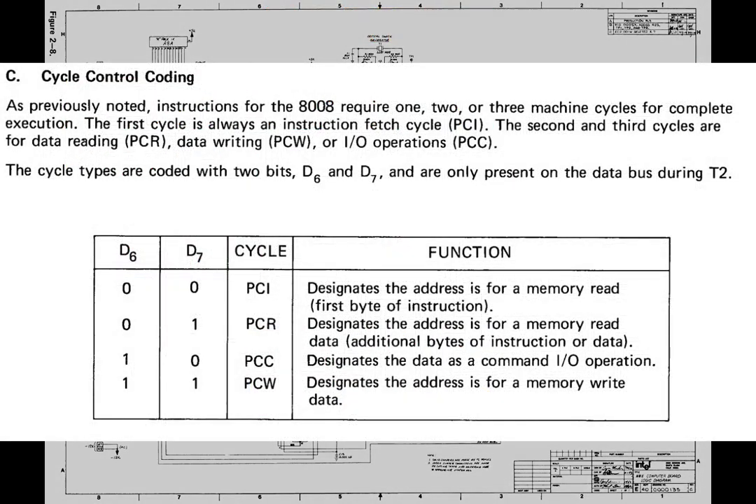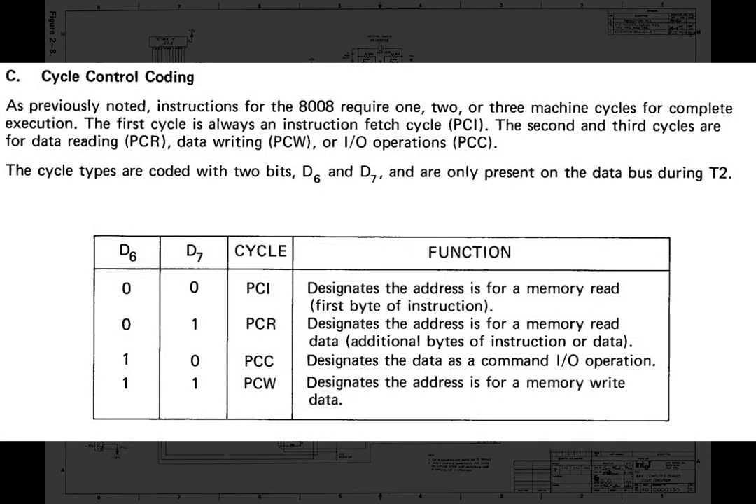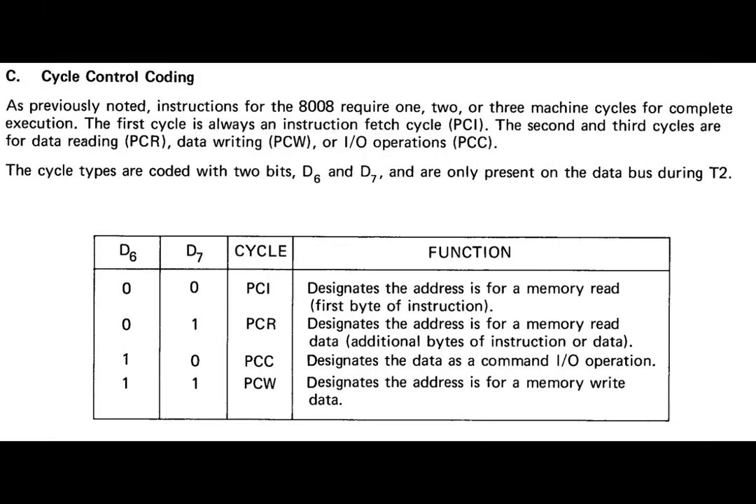Now, the 8008 puts out 2 bits that identify the type of the subcycle, and these are called the cycle control coding, or the CC bits. The low bit is CC0 and the higher bit is CC1. Intel frequently puts the lower bit first, or on the left, in truth tables, and I'm not really sure why, but this is out of the data book. This is what the truth table will look like.